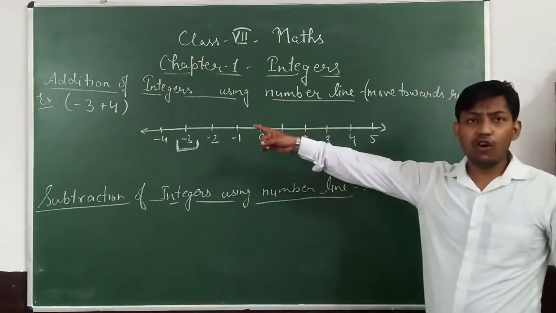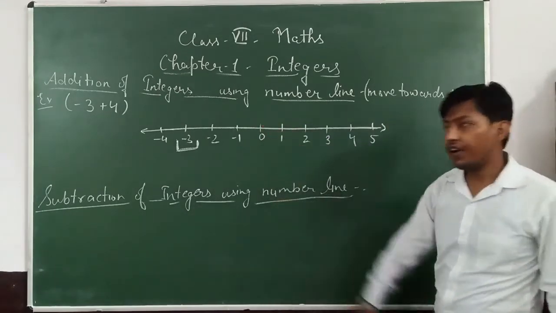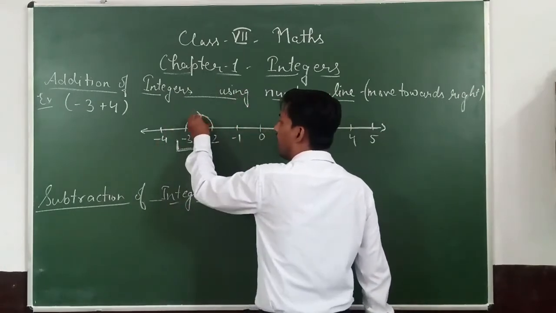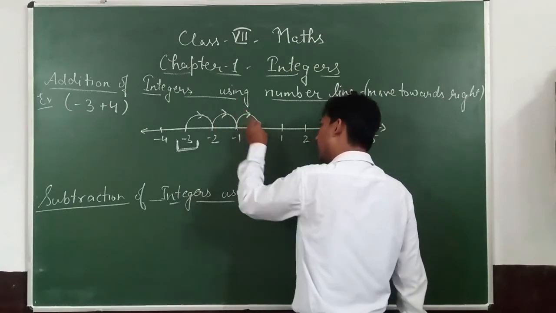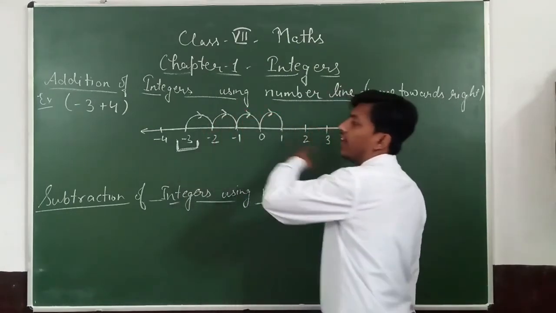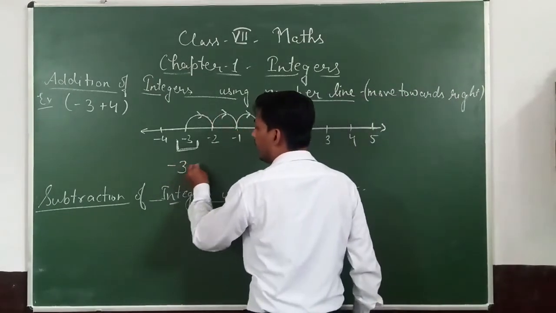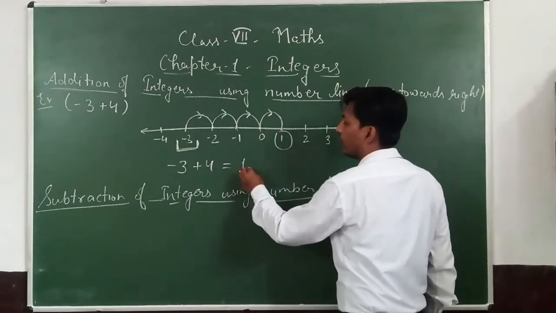We have to add 4, so move towards right. How many steps? 4 steps. So 1, 2, 3, 4. How many steps have we moved? We have moved 4 steps because we have to add minus 3 to 4. Finally we get the answer as 1.